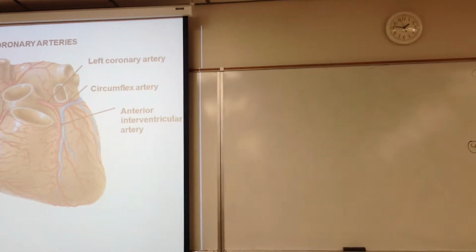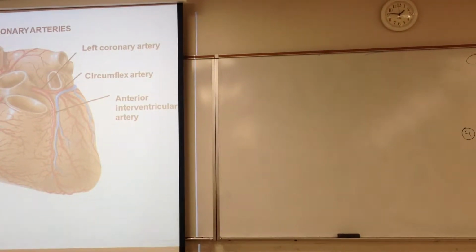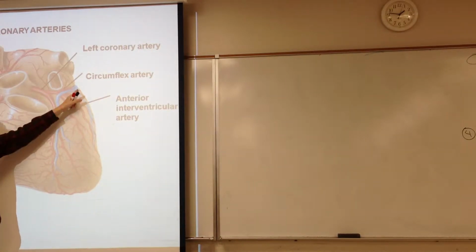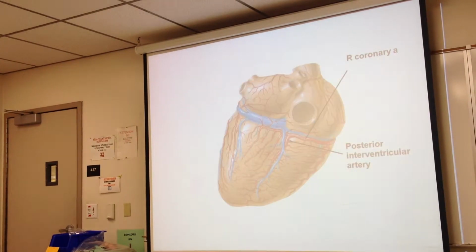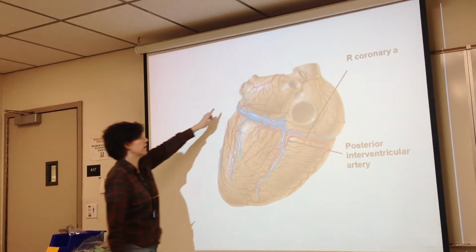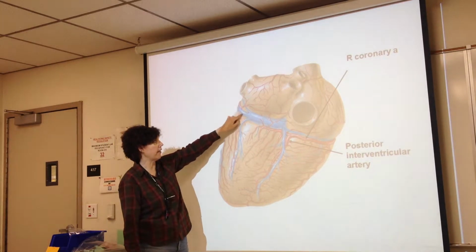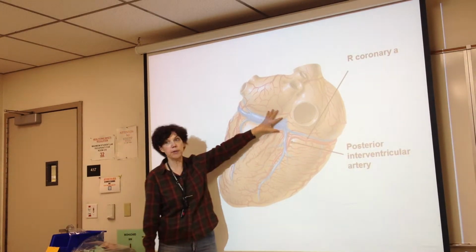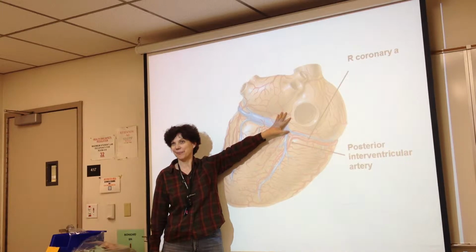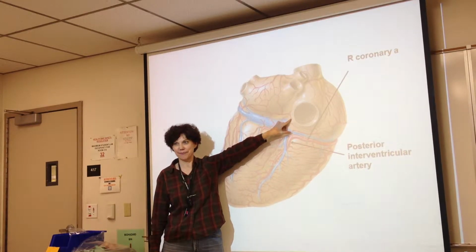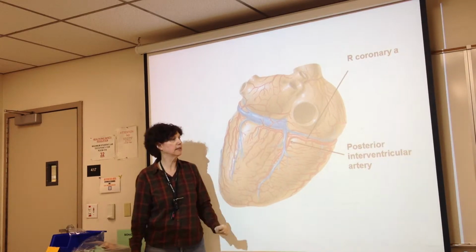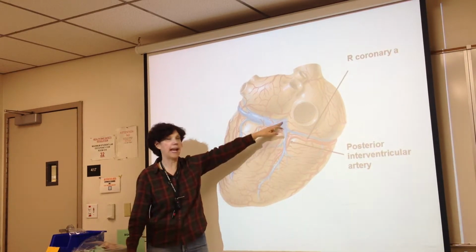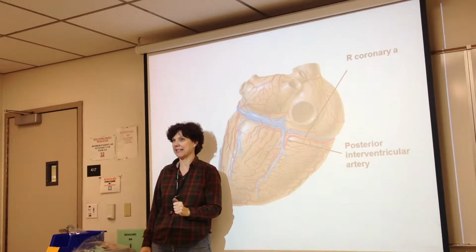So the great cardiac vein right here travels with the anterior ventricular artery. Then it travels with the circumflex artery. As we look on the posterior view, here's the continuation of the great cardiac vein. It dilates to form the coronary sinus, where it enters into the right atrium. The middle cardiac vein drains into the coronary sinus. The small cardiac vein drains into the coronary sinus.